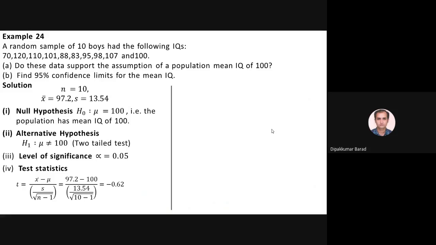t is equal to x bar minus mu upon s upon root n minus 1. X bar we have given, mu we have given, small s we have given, n we have given. And if we put all these values, t is equal to minus 0.662. So the absolute value we have found out. Now the degree of freedom is 9. So t at 0.05 with v degrees of freedom, which is for two tail.